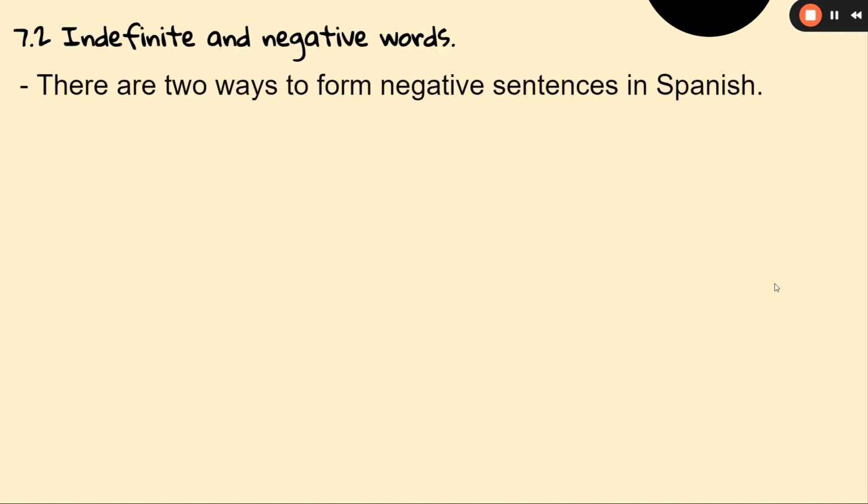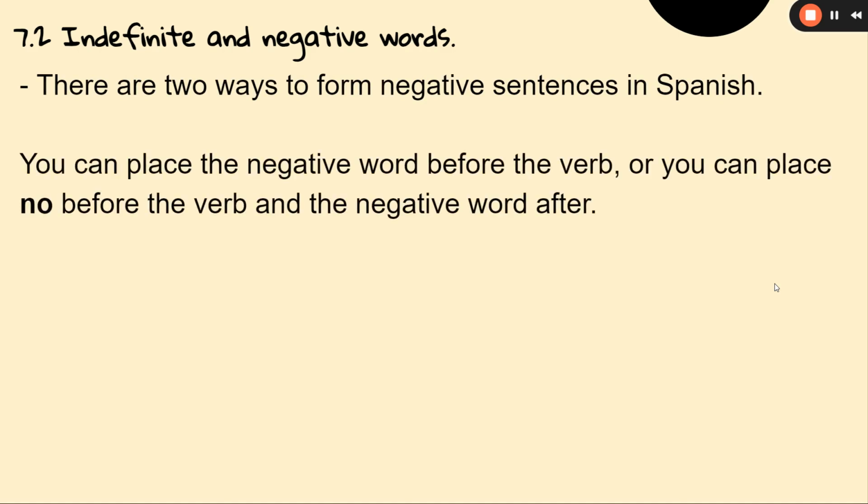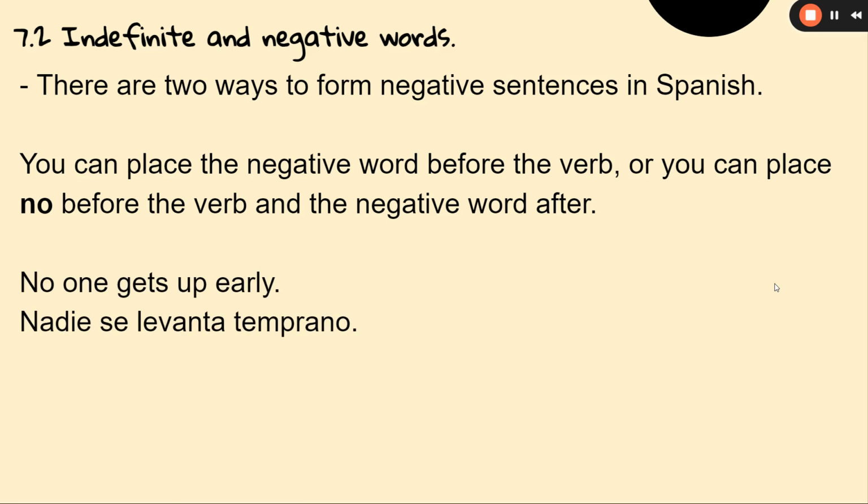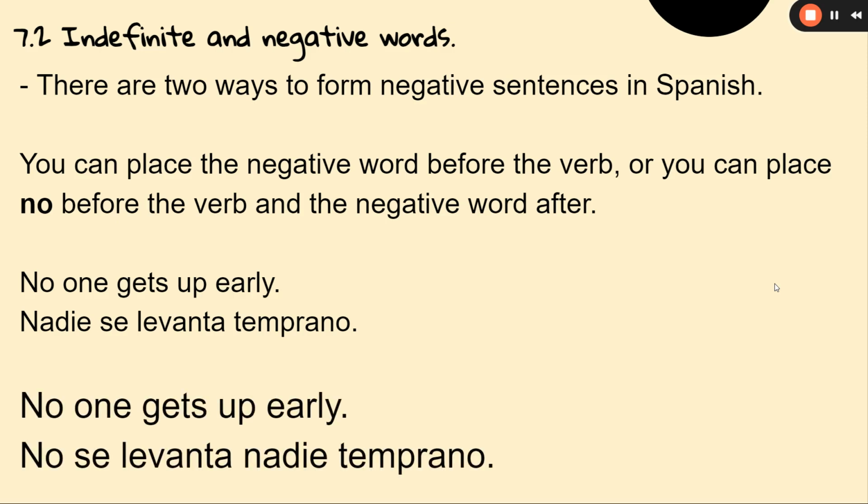Okay. There are two ways to form negative sentences in Spanish. You can place the negative word before the verb, or you can place no before the verb and then the negative word after. No one gets up early. Nadie se levanta temprano. Okay, so you have the negative word in front. Or no one gets up early. No se levanta temprano nadie. So you could have the nadie at the end, after the verb.